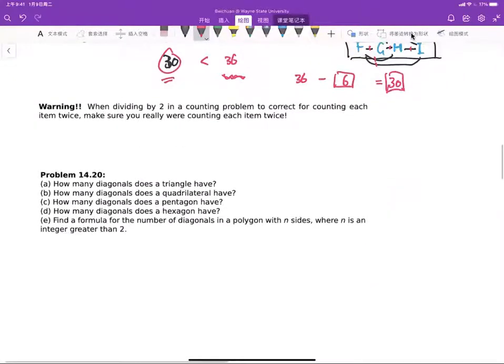Well, there is a warning. When dividing by 2 in a counting problem, to correct for counting each item twice, make sure you really were counting each item twice.